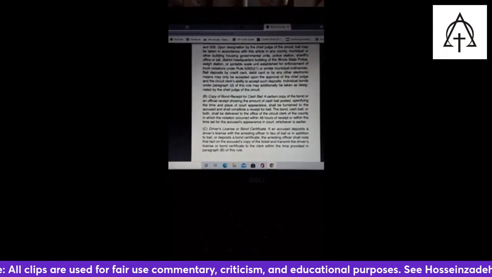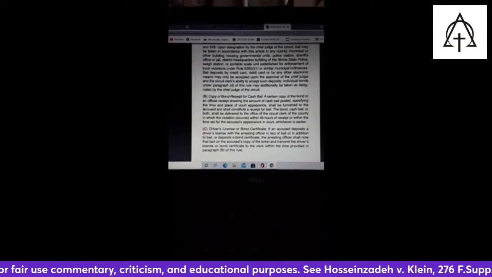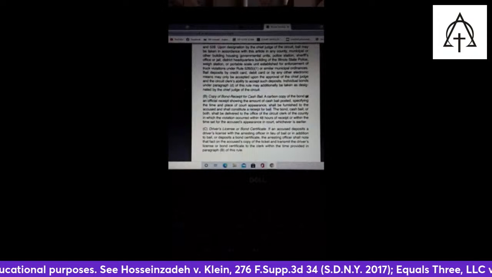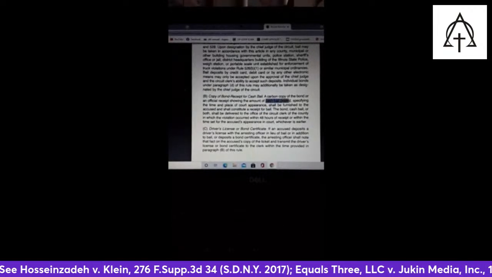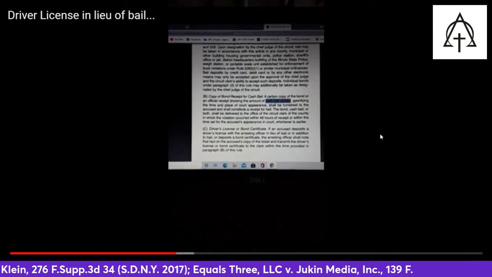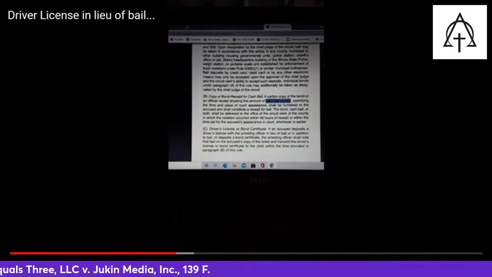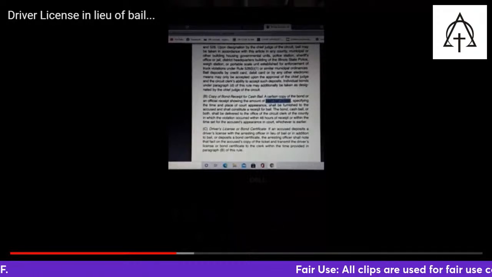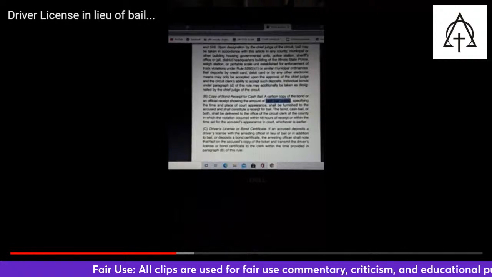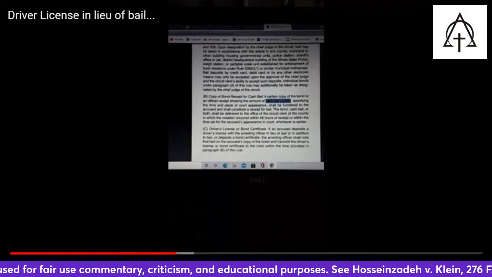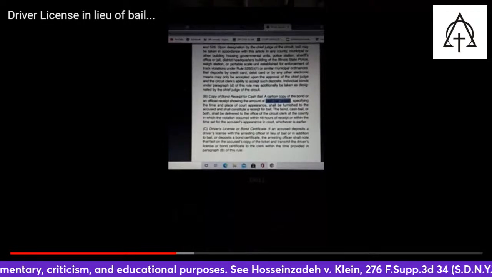Specifying the time and place of court appearance shall be furnished to the accused and shall constitute a receipt for bail. A carbon copy of the bond or official receipt showing the amount of cash bail posted. The traffic citation is what they're talking about here. And it says specifying the time and place of the court. So the financing is done. Like we said in this morning's video, that was the financial event. Once the finance is done, it's done.